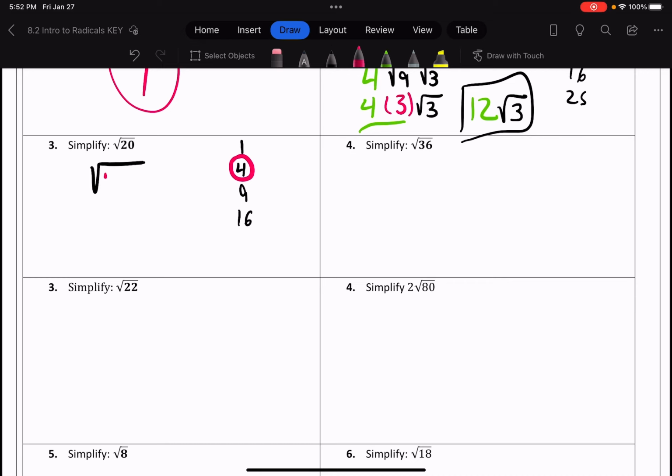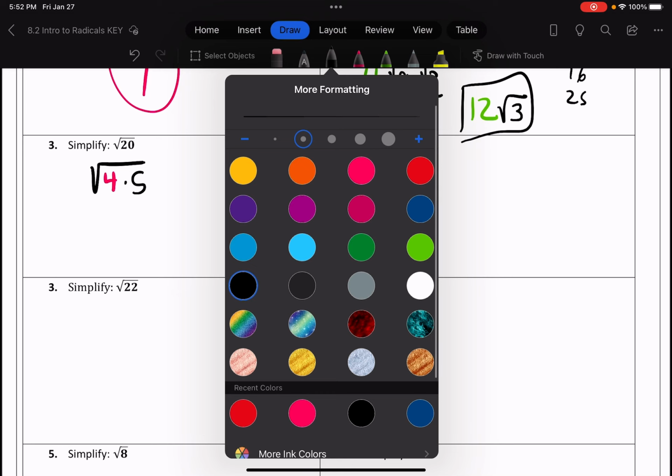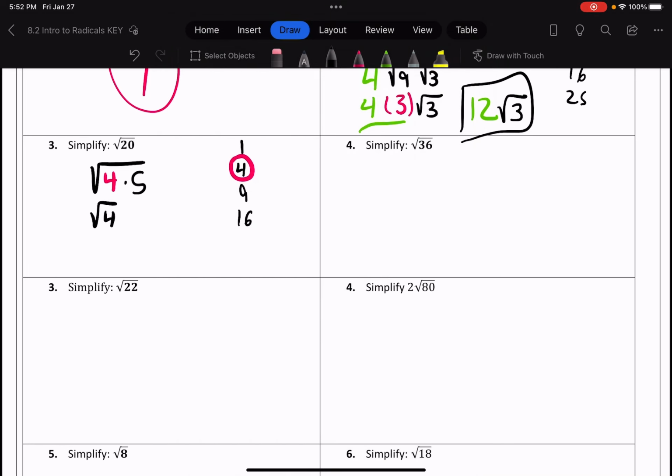So let's go ahead and write that out. I got 4 times 5. That's going to give me the square root of 4 multiplied by the square root of 5. And we know that the square root of 4 is 2. And I'm going to bring down that square root of 5. So the square root of 20 is going to simplify to 2 times the square root of 5.